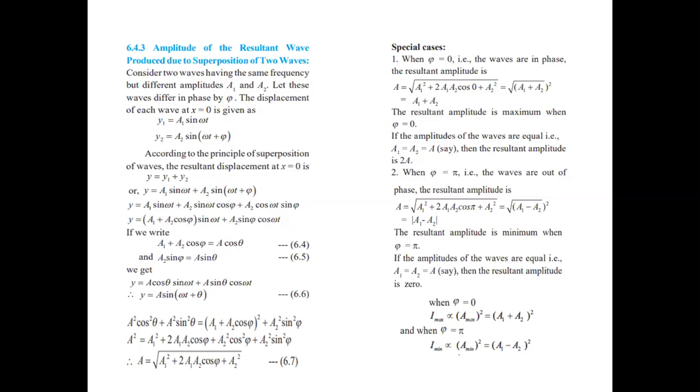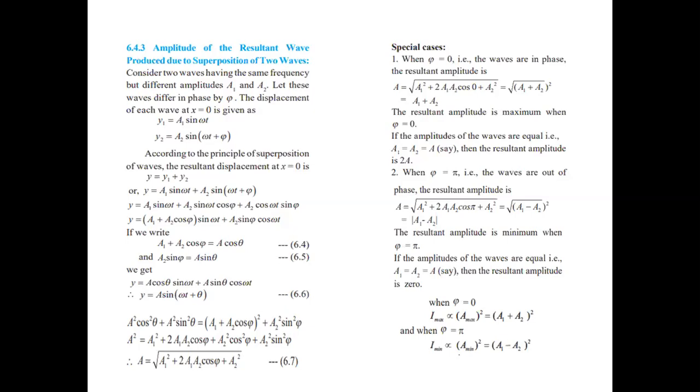In the next step, we can consider cos square phi plus sin square phi as 1, and we can write A equal to under root A1 square plus 2 times A1 A2 cos phi plus A2 square. This equation gives us the amplitude of the resultant wave produced due to superposition of the two waves. Now we are going to consider two special cases.